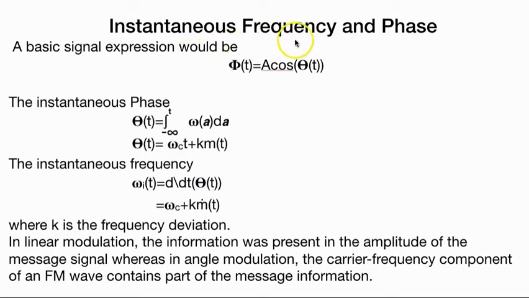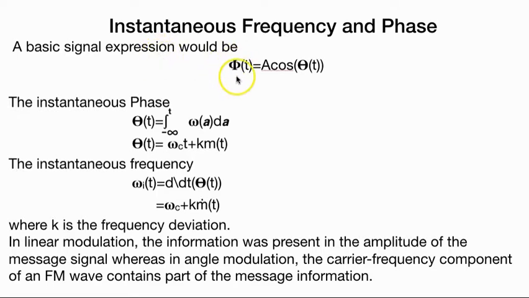The instantaneous frequency and phase. Before calculating what is an FM signal and a phase signal, we must know the instantaneous frequencies and phase values, how to calculate them, how to get from a PM signal an instantaneous frequency, and from an FM signal an instantaneous phase.